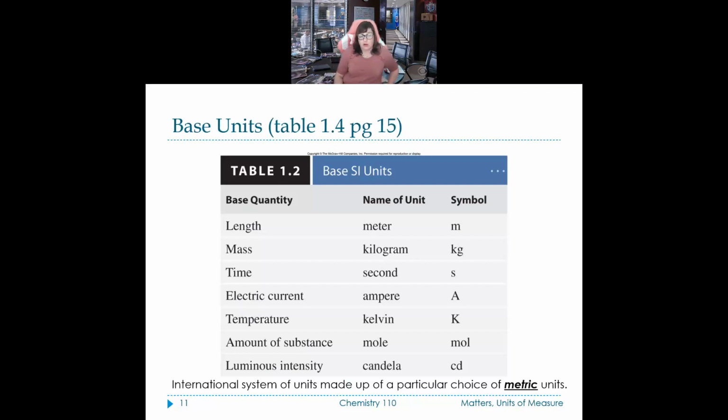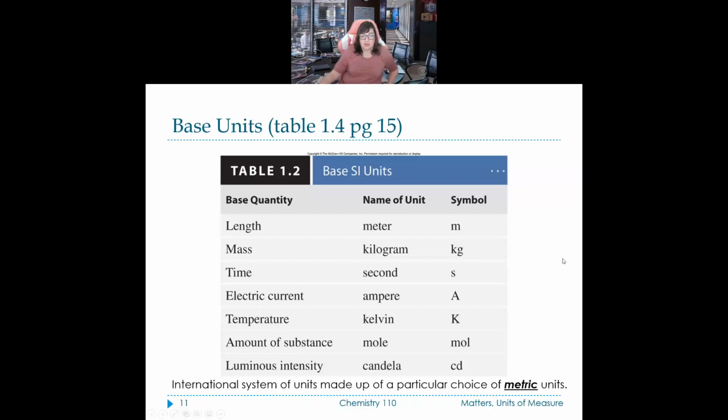Mass is done in kilograms, or kg. Time is in seconds, s. Electric current is in amperes, A. We don't worry about that too much. Temperature is in Kelvin, K. That we worry about. Amount of substance is in moles and is symbolized mol. Yeah, because we leave the e off. And luminous intensity, which is candelas, we don't worry about too much. These are called the International System of Units, and they are metric.